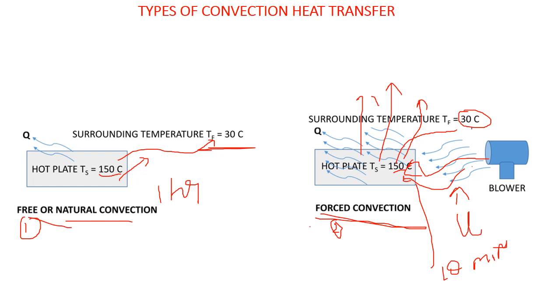In the case of free convection, the time taken was around 1 hour, for example. But in forced convection, maybe within 10 minutes, we can bring the plate from its high temperature down to 30 degrees Celsius very fast. So these are the basic types of convection heat transfer. Of course, in year number 4 there will be one subject, heat transfer, with more formulas. But as of thermodynamics in second year, this is enough for the subject.